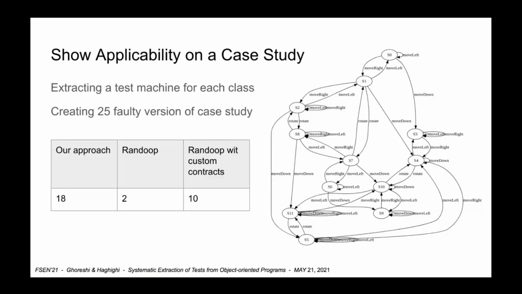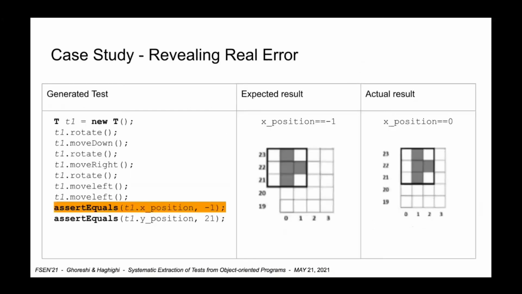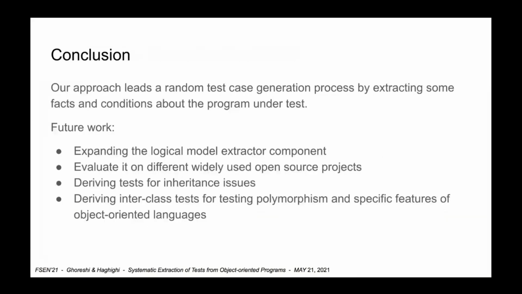We also generated a test that reveals a real bug in the implementation, and as a conclusion, as you see, we present a new approach to generate tests from object-oriented programs. Our approach guides a random test case generation process by extracting some facts and conditions about the program under test.